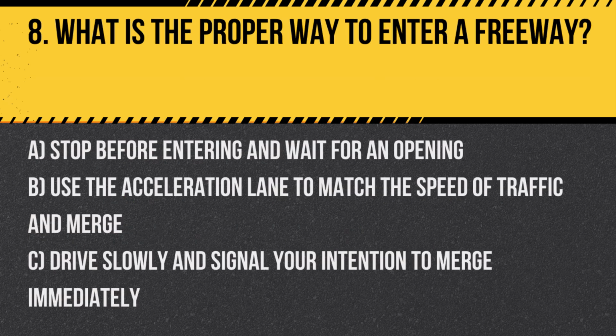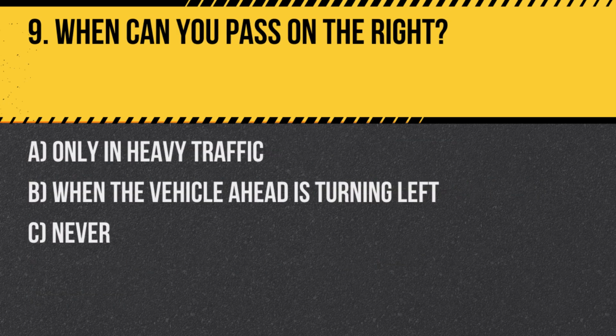Question 8. What is the proper way to enter a freeway? A. Stop before entering and wait for an opening. B. Use the acceleration lane to match the speed of traffic and merge. C. Drive slowly and signal your intention to merge immediately. Answer. B. Use the acceleration lane to match the speed of traffic and merge. The proper way to enter a freeway is to use the acceleration lane to match the speed of traffic and merge safely.